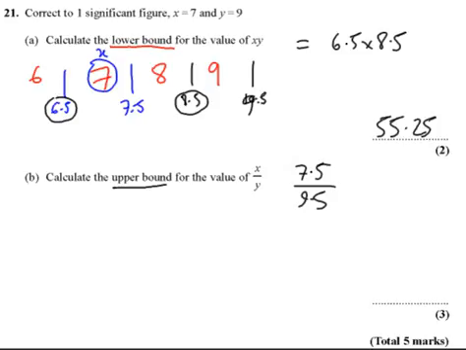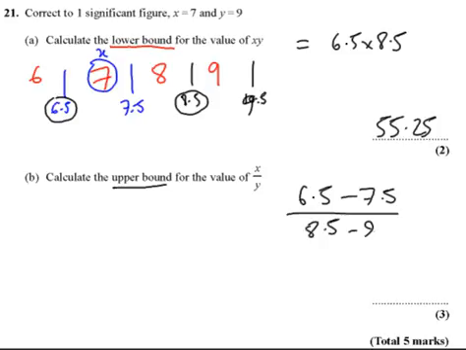as a whole. Now, if you want to make x divided by y as big as you possibly can, and x is any value between 6.5 and 7.5, and y is any value between 8.5 and 9.5, you want to make the top number as big as you can. So we'll go for 7.5. But you want to make the bottom number as small as you can, because the smaller the number you divide by, the bigger the overall answer. So we're going to actually take the lower bound of y and divide by 8.5.